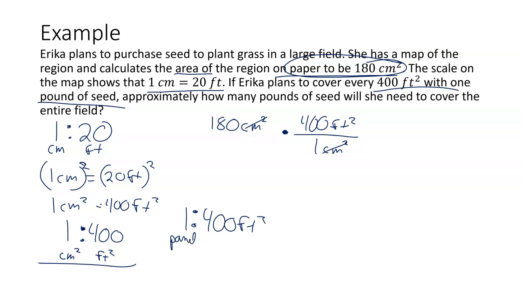That's another ratio. So I have the area of the field, and now I'm going to convert it to pounds of seed. So again, I'm going to include my unit conversion. I want to convert the area into pounds. I want to end with pounds. 1 pound covers 400 square feet. So what happens there? The feet squared cancel and the 400 cancels.